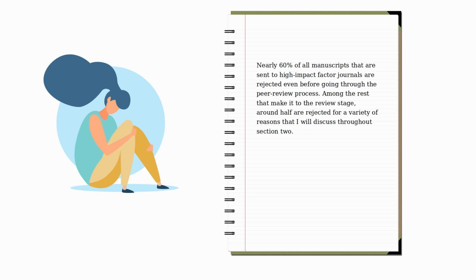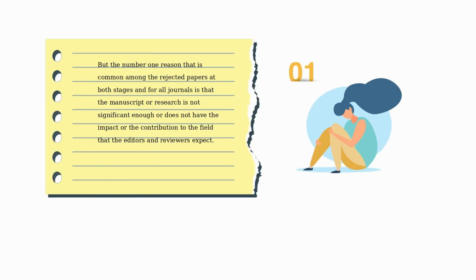60% of all manuscripts that are sent to high impact factor journals are rejected even before going through the peer review process. Among the rest that make it to the review stage, around half are rejected for a variety of reasons that I will discuss throughout section 2. But the number one reason that is common among the rejected papers at both stages and for all journals is that the manuscript or research is not significant enough or does not have the impact or the contribution to the field that the editors and reviewers expect.